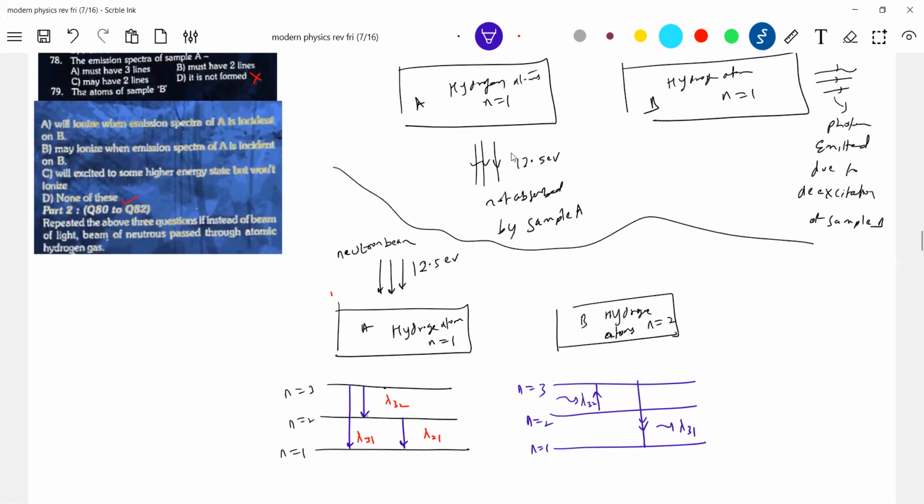Again, if lambda 3-1 falls on this, it'll get ionized. So all 3 it will absorb? Not necessary. With lambda 32, it will jump to an excited state. If it absorbs lambda 31, it'll get ionized. If it absorbs lambda 21, ionized. So there are two possibilities: it'll get ionized or get excited. Am I right? I'll put it for sample B.